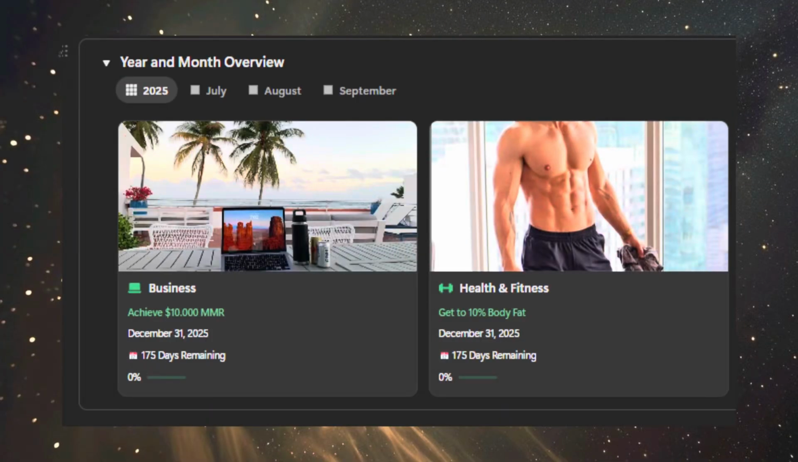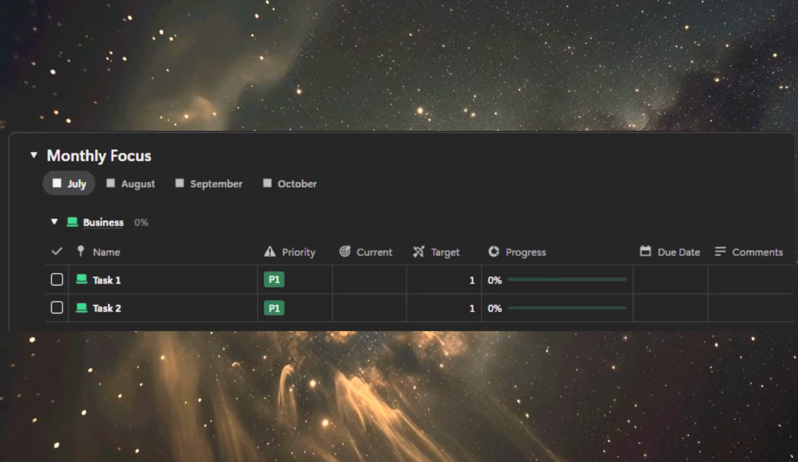So I was mainly focused on databases, and the problem with databases is I had a lot of them. So I have three main databases: yearly overview, monthly goals, and monthly focus.